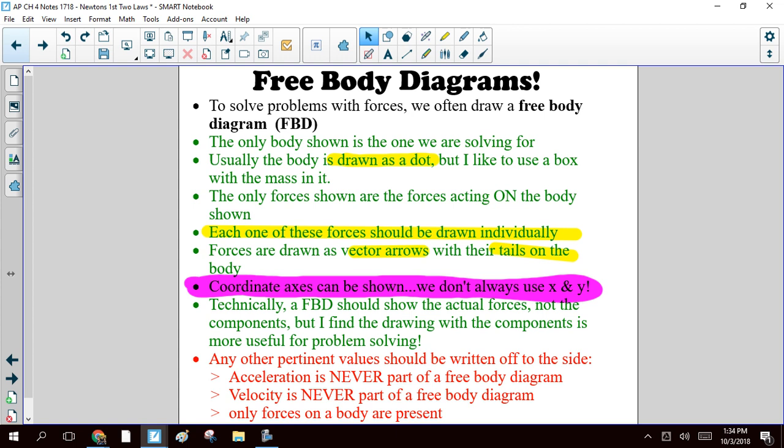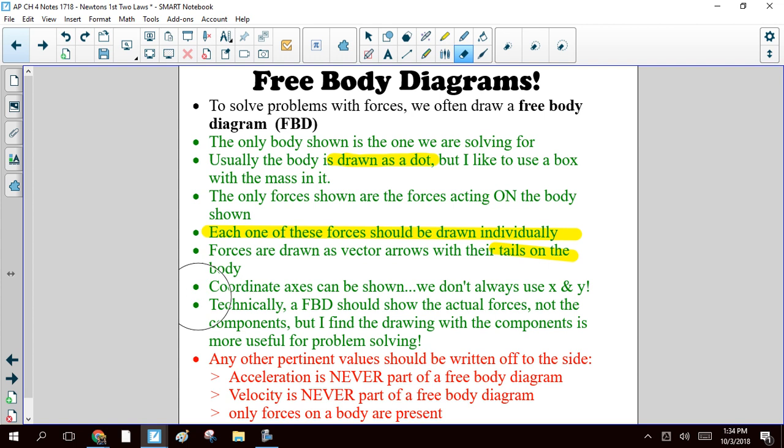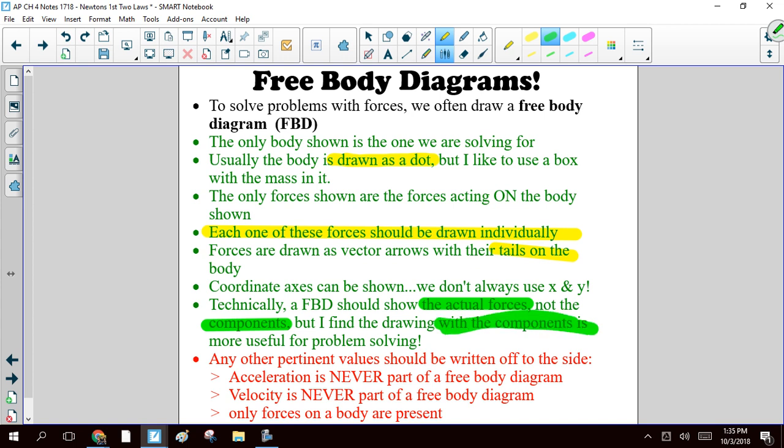All right, this next point is another one that's pretty big this year. Technically speaking, when you draw a free body diagram, you're supposed to show the actual forces, not the components, okay? And in terms of problem solving, making a free body diagram with the components is more helpful, all right? So as we ramp up towards getting ready for the AP test, there are going to be problems that say, make a free body diagram.